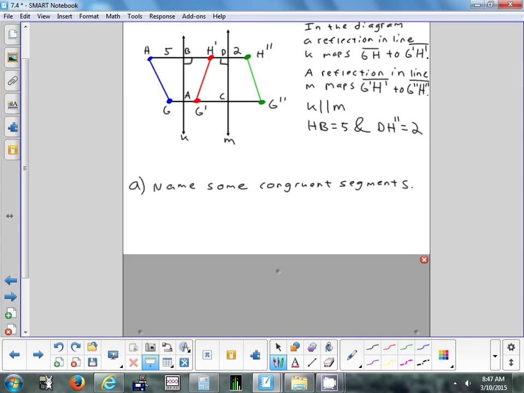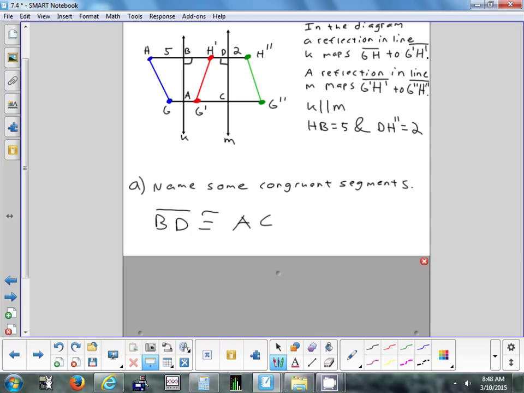Okay, Dakota, could you give me a segment in that picture and then name a segment that it's congruent to? Okay, BD. And what is that congruent to? AC. BD and AC. If those distances weren't congruent, K and M wouldn't be parallel.